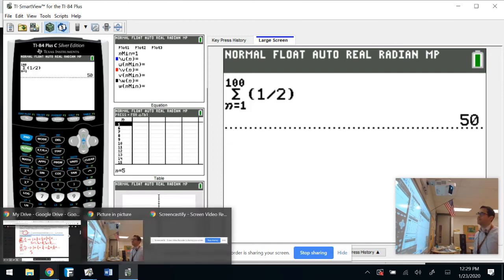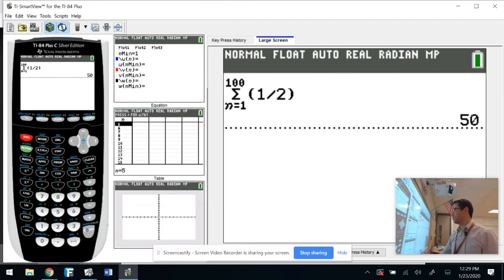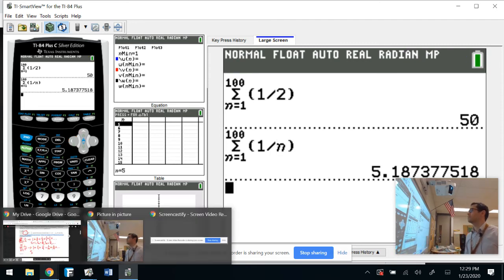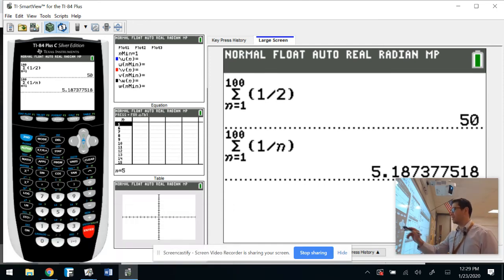50. Okay, so, 1 over 2. What are you doing? Second, enter. Let's get that bad boy back. I want 1 over n. I knew something was n. Boom. Enter. 5.18. Okay, let's examine a little bit more. Let's go second. Boom. What happens if I go all the way to 1,000?